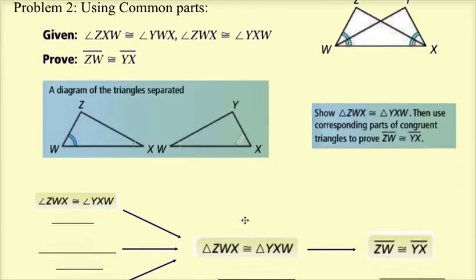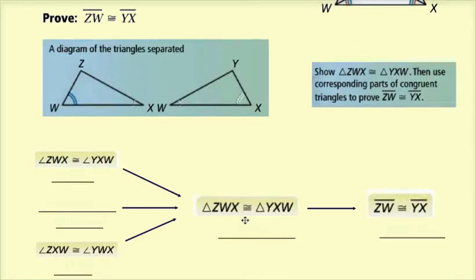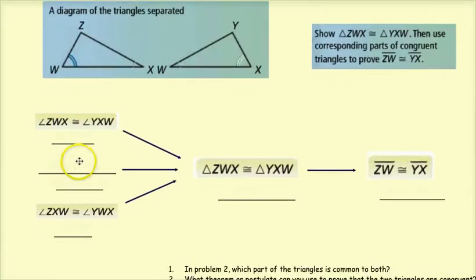Okay, and then we're going to try this flow proof right here. So we're going to write this proof as a flow proof. I have angle ZWX congruent to angle YXW, and I have the other angle, angle ZXW, congruent to angle YWX. But they share that side. They share WX, so it has to be the same length in both triangles. So WX is congruent to WX. And remember, when something's congruent to itself, that's the reflexive property.